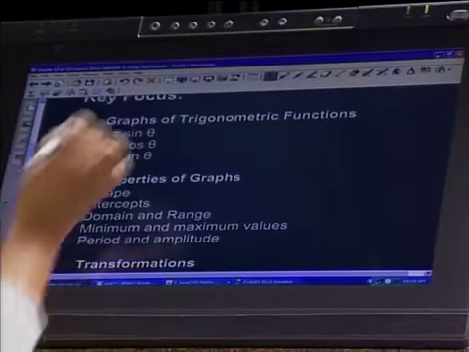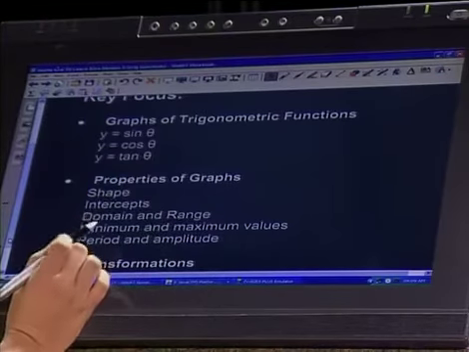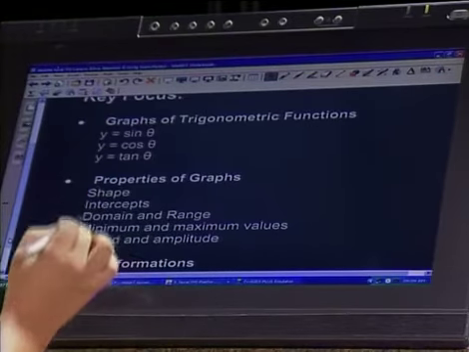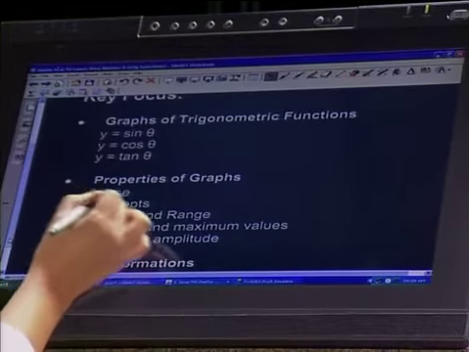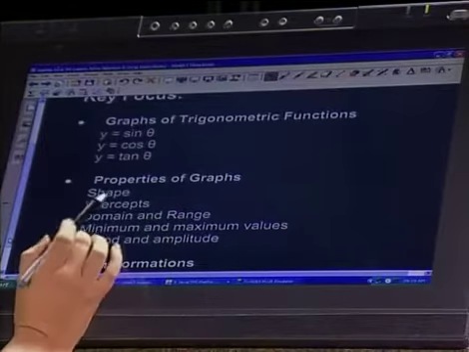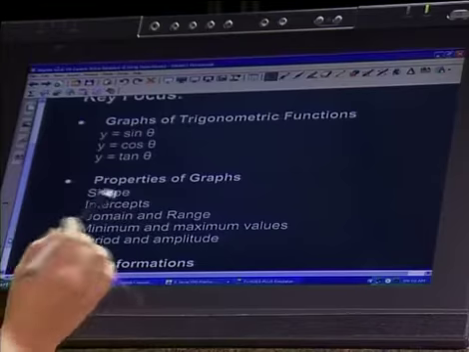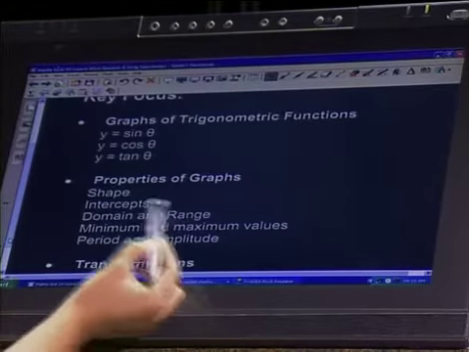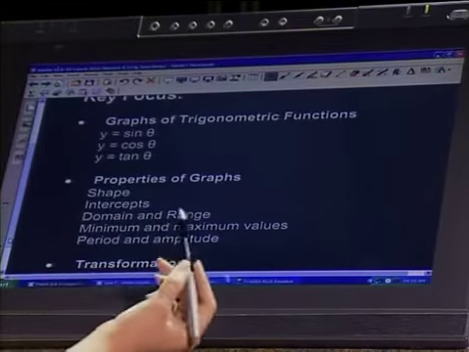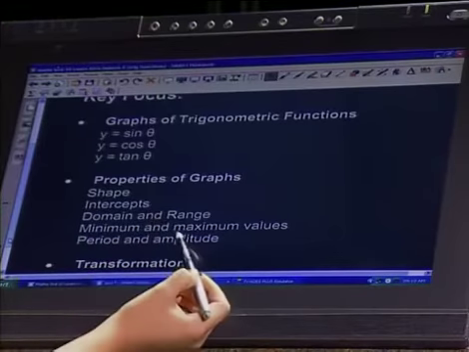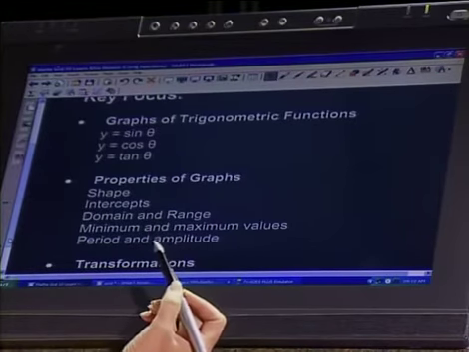With regards to each function, we are going to be looking at 5 properties. We're going to be looking at the shape of each of the functions, what are their intercepts, domain and range, and we will revise what that terminology means, and what are your minimum and maximum values, as well as your period and amplitude. So there's quite a lot of terminology, and they are words that maybe you haven't come across before, words such as asymptotes, amplitude.